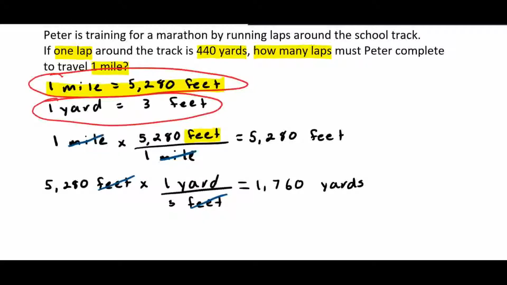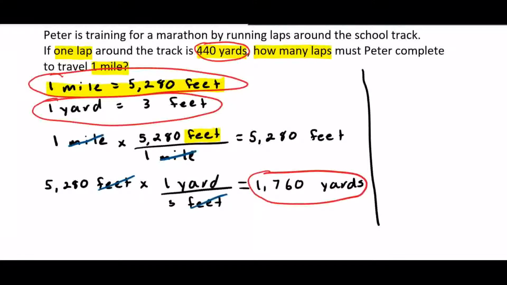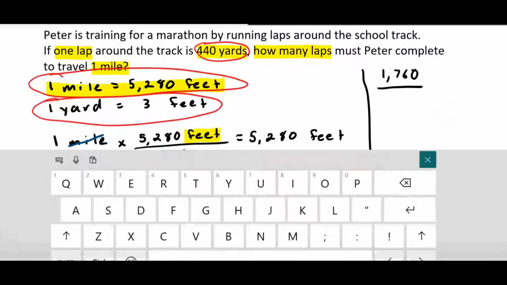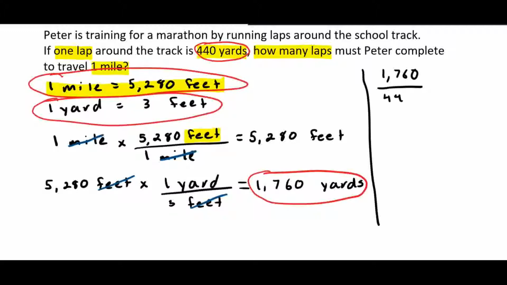Now, we know that 1 lap around the track is 440 yards. And we know that in a mile there is a total of 1,760 yards. So we would divide the amount of yards we want to reach by the amount of yards in every lap. And this would result in 4 laps.